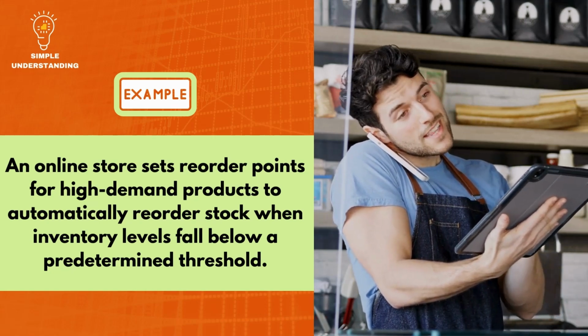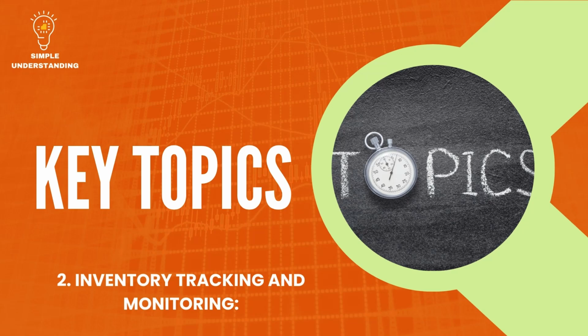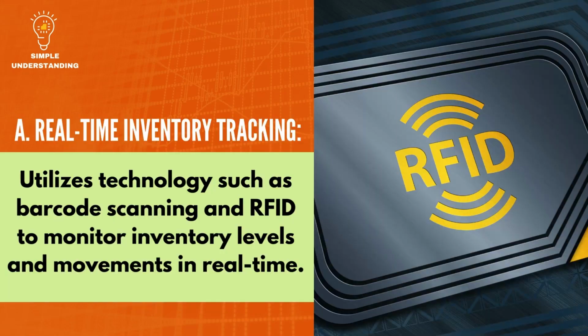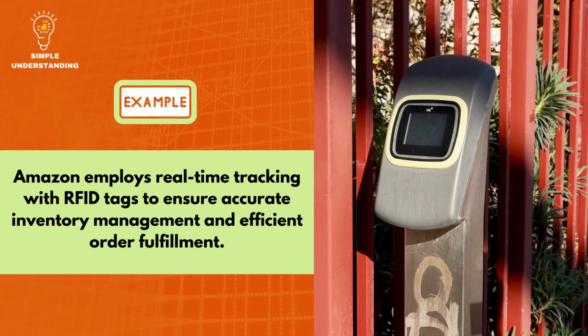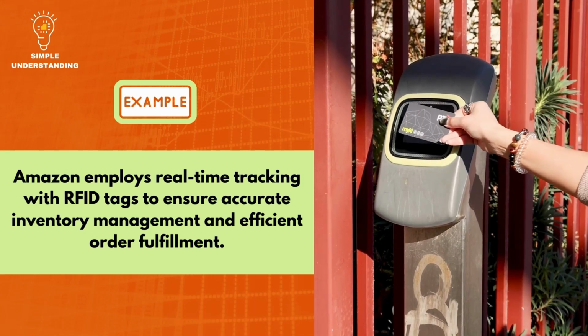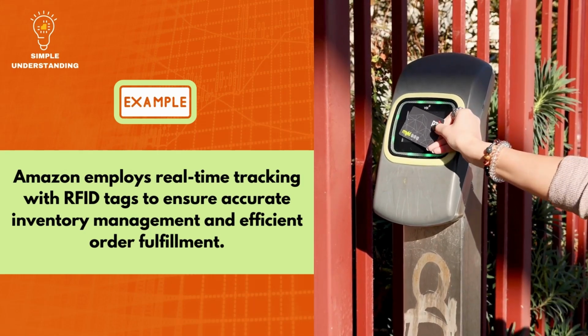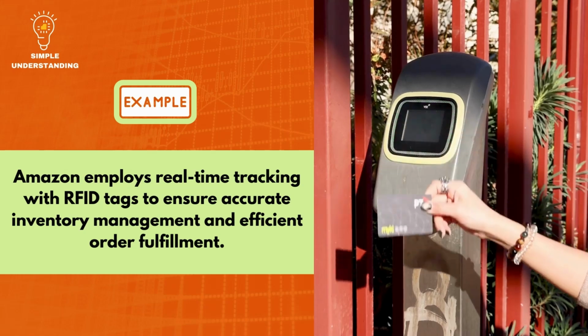Inventory tracking and monitoring. A. Real-time inventory tracking utilizes technology such as barcode scanning and RFID to monitor inventory levels and movements in real time. Example: Amazon employs real-time tracking with RFID tags to ensure accurate inventory management and efficient order fulfillment.